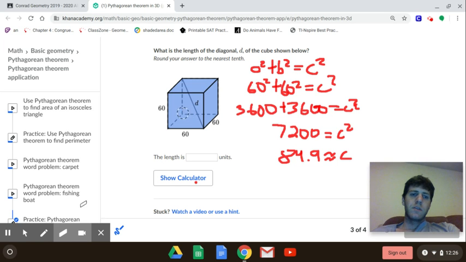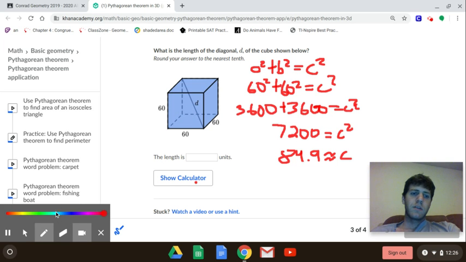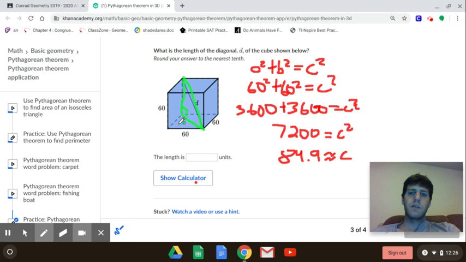So now we can look at our second triangle here, which is this one right here. Okay, and we have a right angle here. The base here we know is 84.9. Okay, and then we know the height over here is going to be 60.